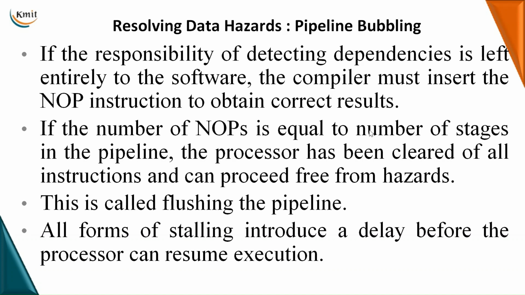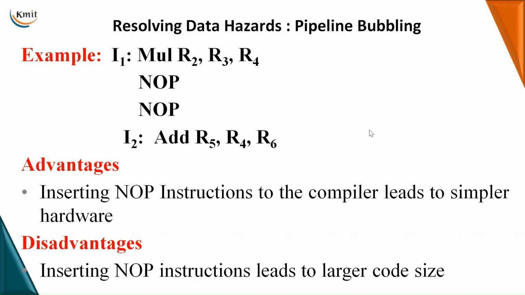So when you are placing NOP instructions, you are stalling the pipeline, which means there will surely be a delay in the execution of the instructions. If you take an example, this is an instruction I1, a multiplication, where it is going to take the contents of the R2 and R3 registers, multiply them, and the result is stored in R4.